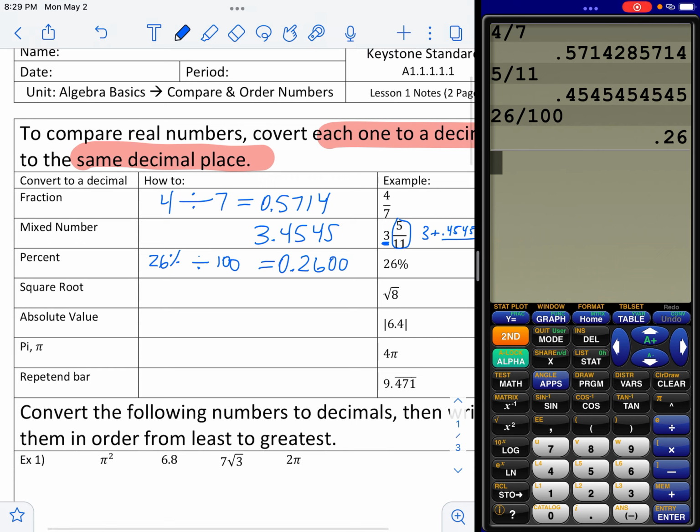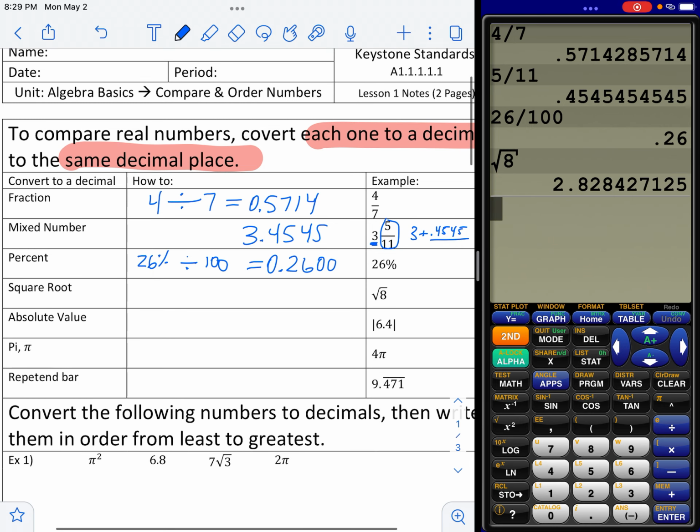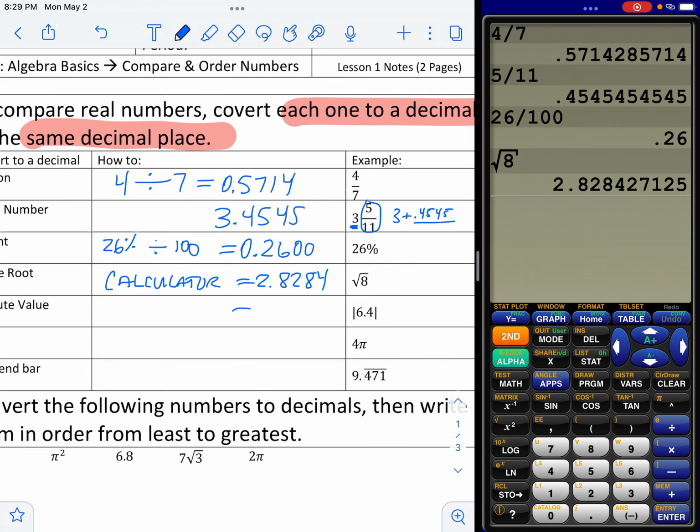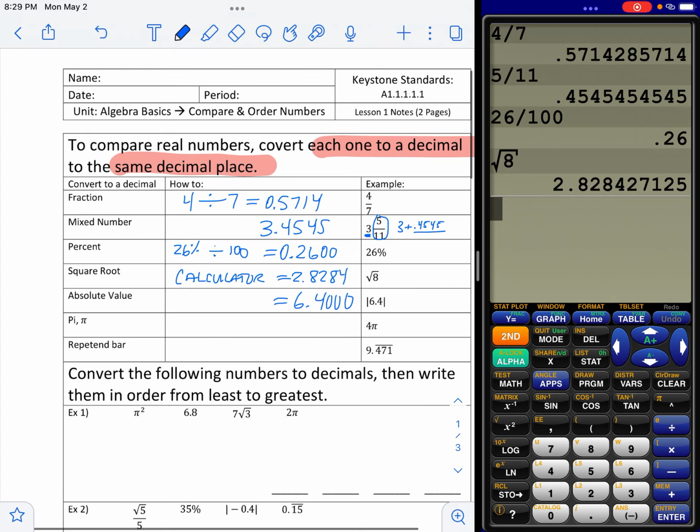What about square root? Well, that's just as simple as using the square root button on your calculator. Square root of 8. Okay, so it looks like I typed that in my calculator. And I get 2.8284. The absolute value of 6.4, well, we'll just figure it out. 6.4, right? 0, 0, 0, because I have 4 decimal places.